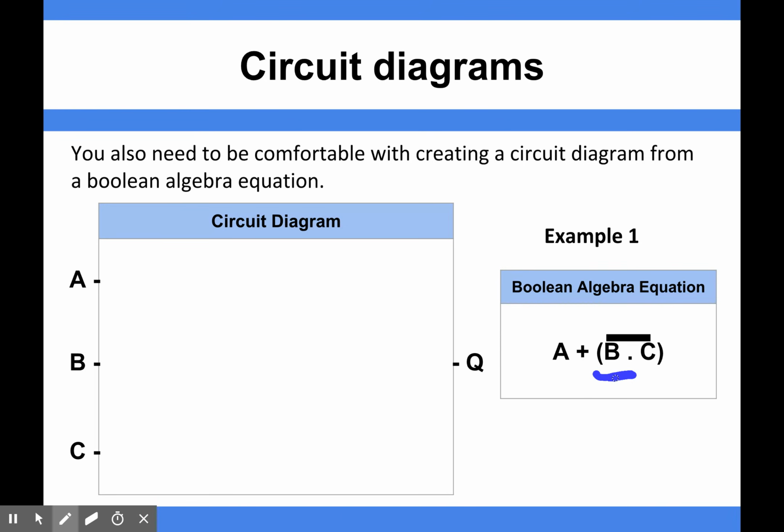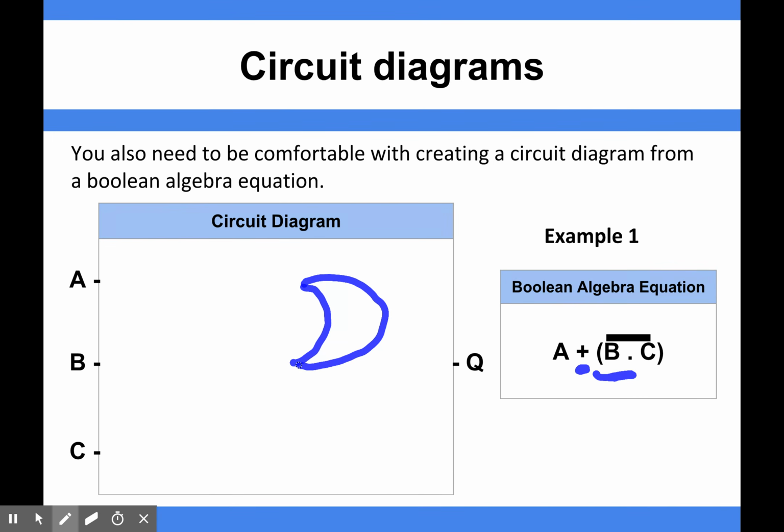So the first thing I suggest doing is picking one of your gates. So I'm going to pick this operator here. So this is an OR operator, and it sits between A, OR, and then it's something else. So I'm going to draw an OR gate here. I apologise for my drawing. So that's an OR gate.